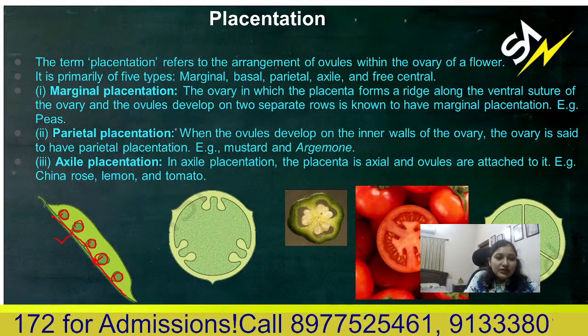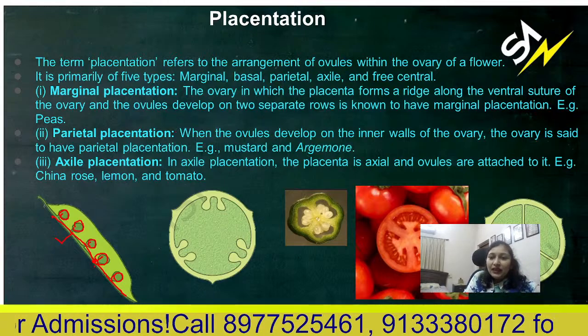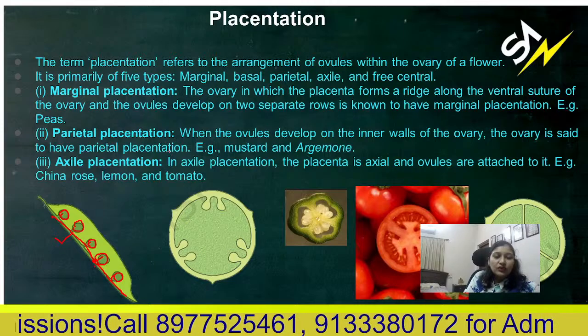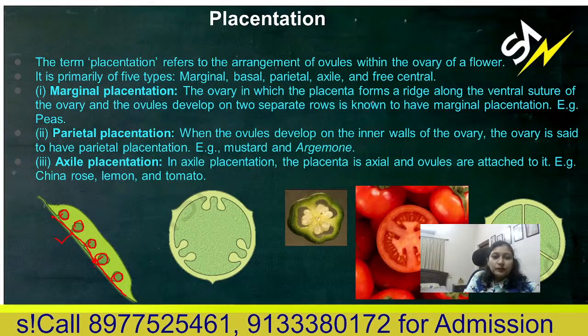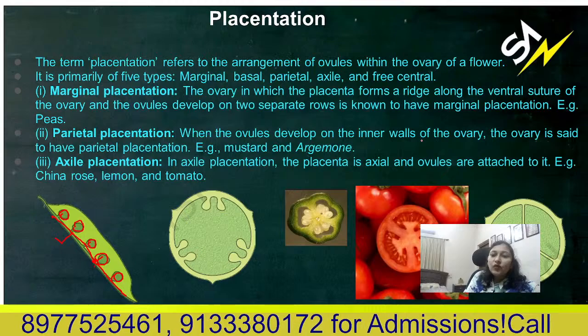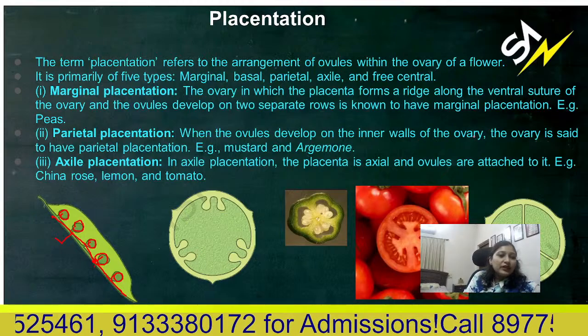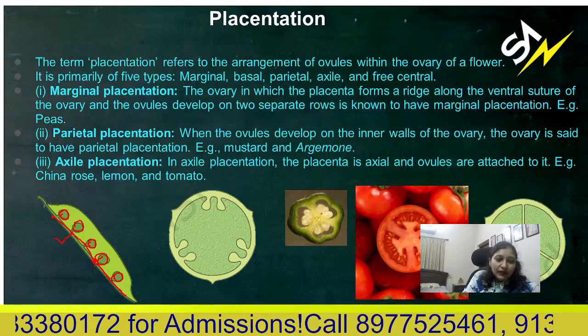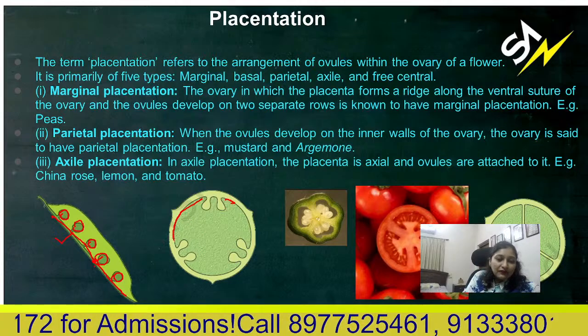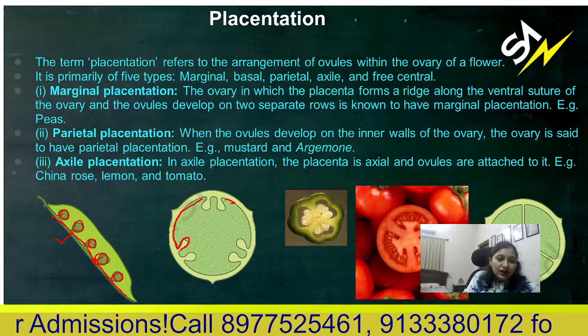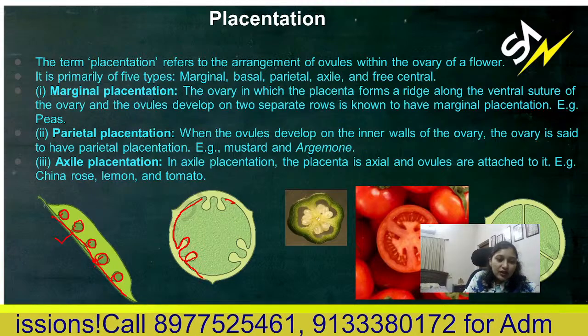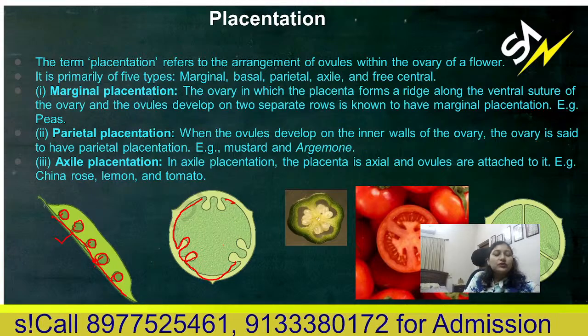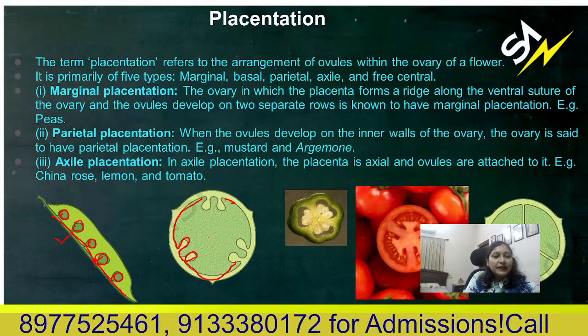Then parietal. That means at the periphery level, they are attached to the periphery. So ovules develop on the inner wall of the ovary, and the ovary is said to have parietal placentation. So this is the ovary and they are attached here. This is the periphery, and here they are attached. The periphery is continued. So this is parietal placentation.